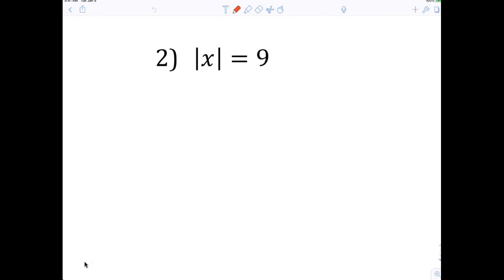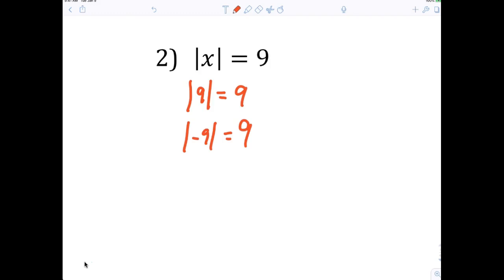-9? What else? Or 9. -9 or 9. Now, why is that? Because now here's where you need to pay attention. If I say the absolute value of 9, what is that? 9. If I say the absolute value of -9, what is that? 9. So the absolute value, there are 2 solutions most of the time.